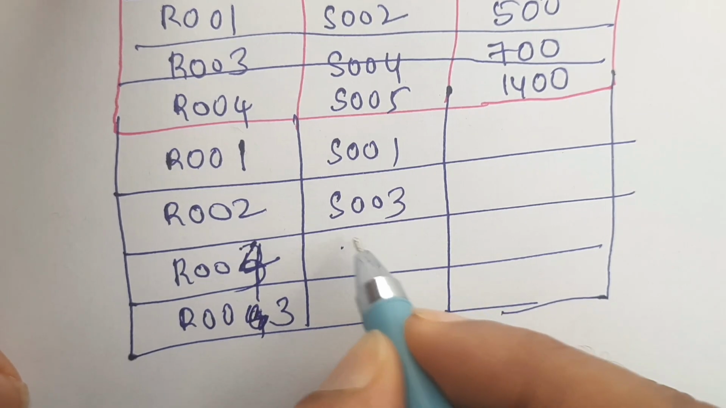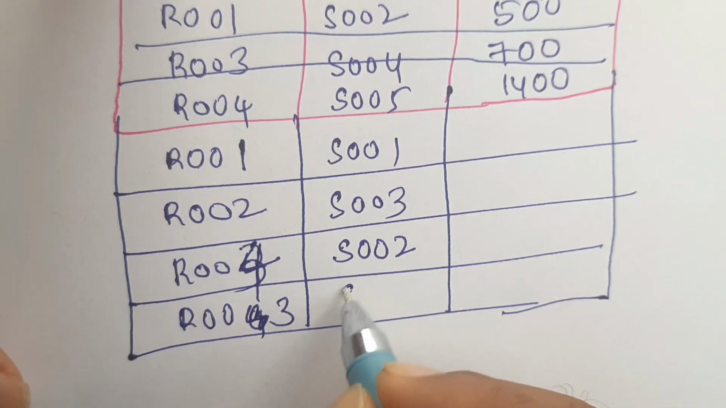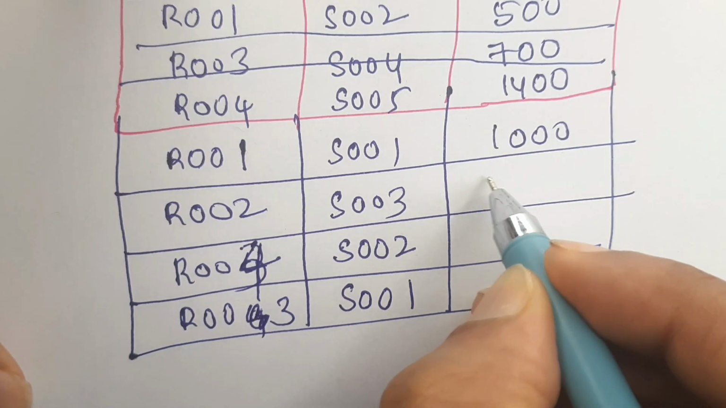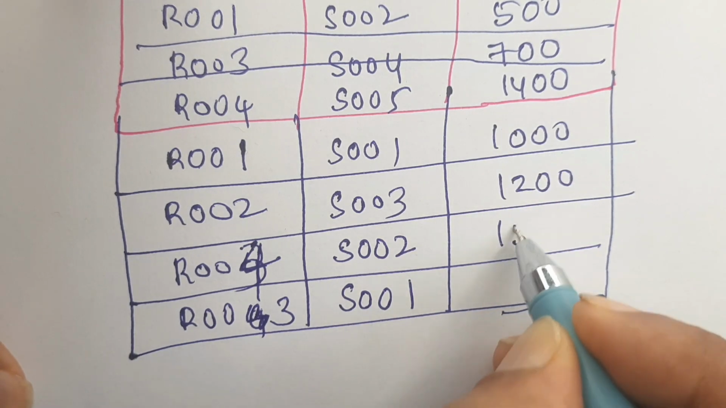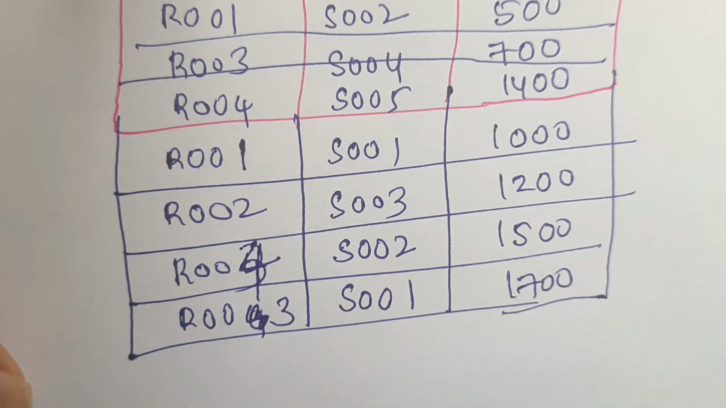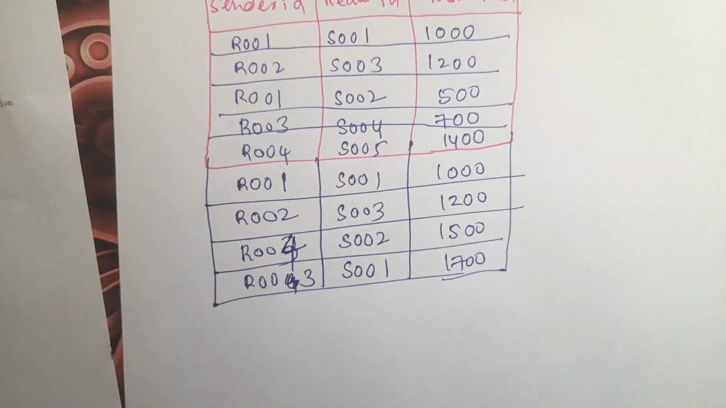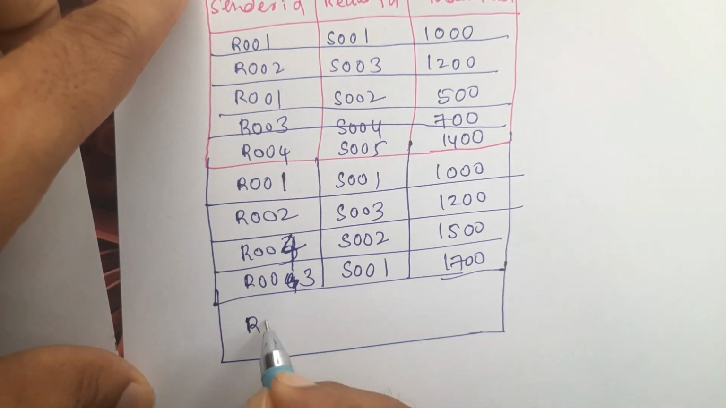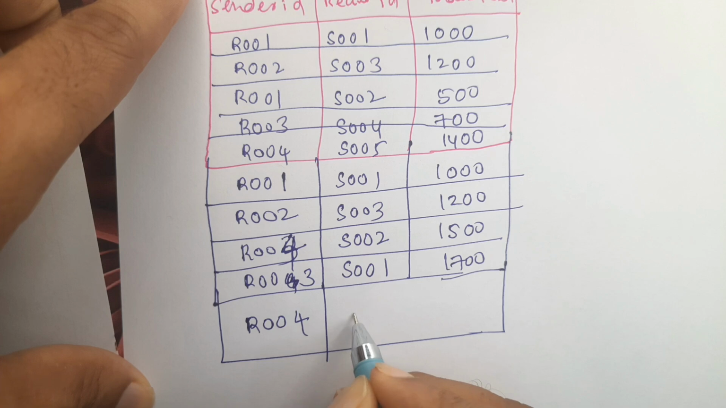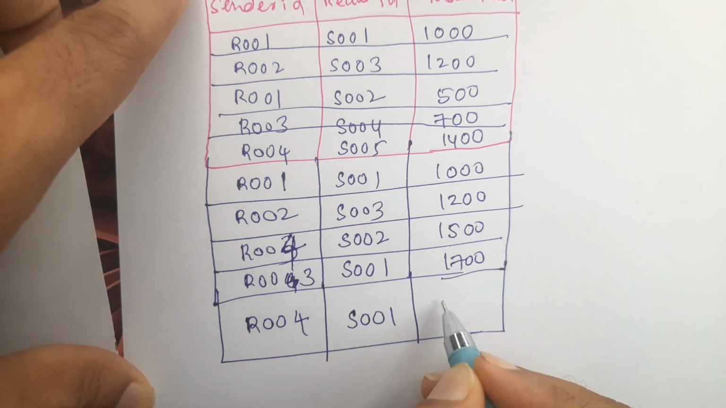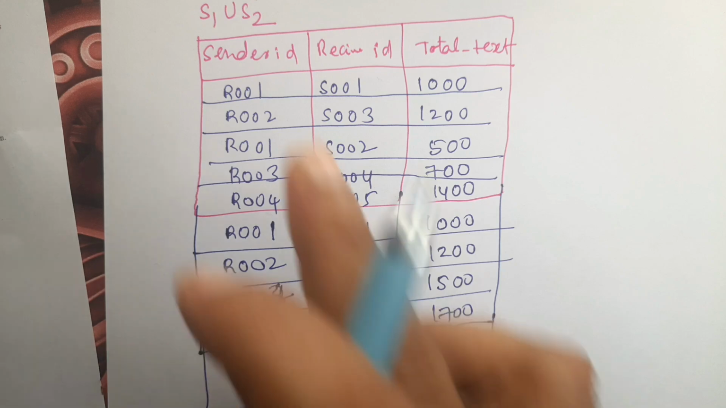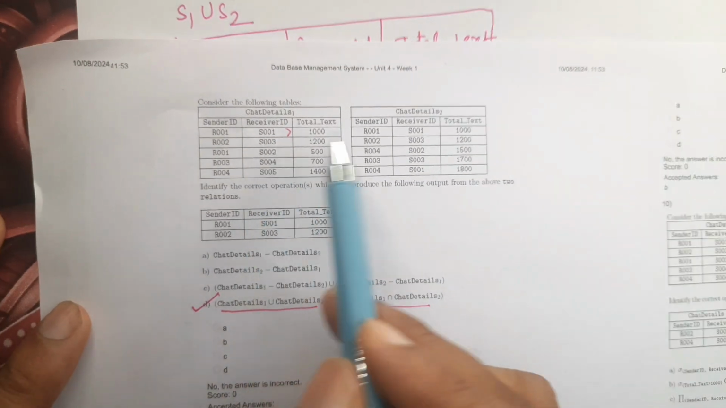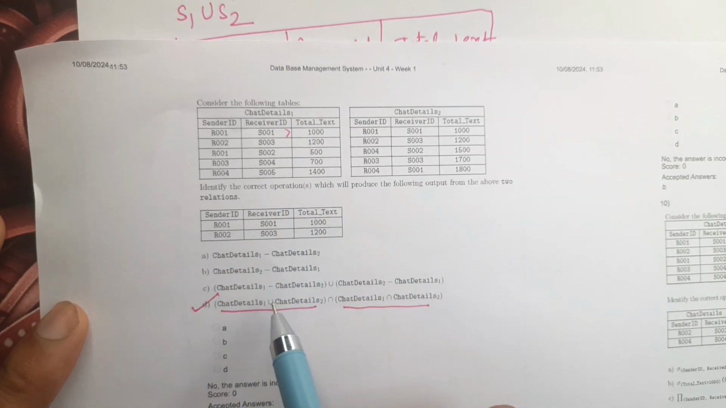S3, S002, S001. So 1200, 1500, 1700. Last one R004, S001, 1800. So this is S1 union S2. How did this come? We just merge the two tables because of this S1 union S2.